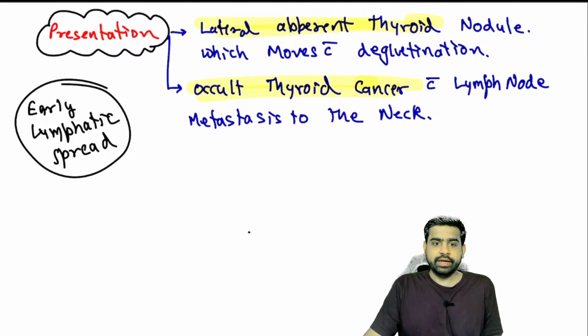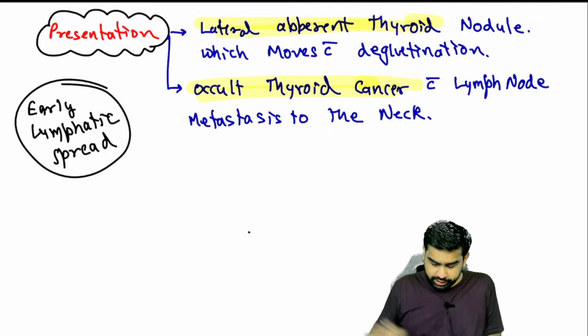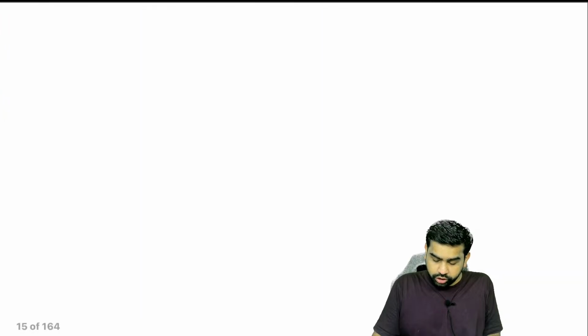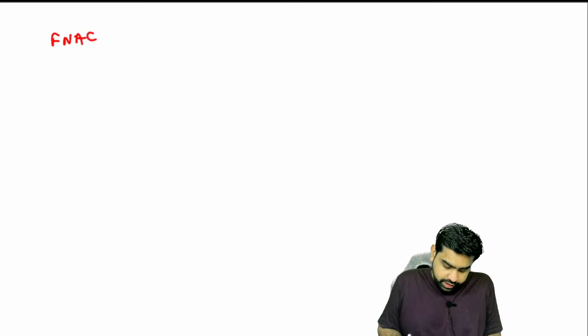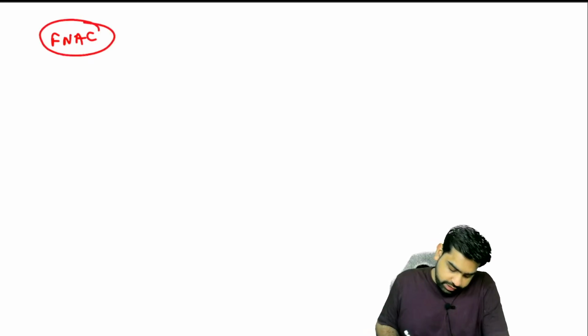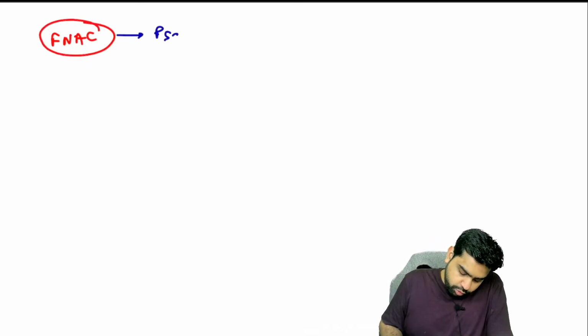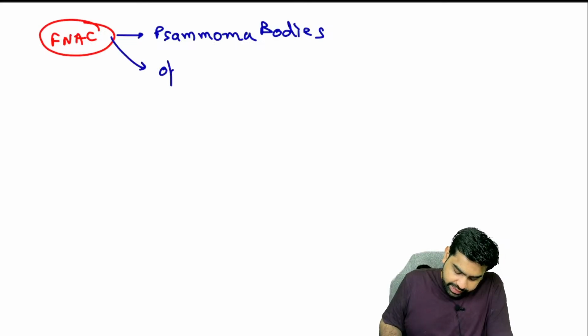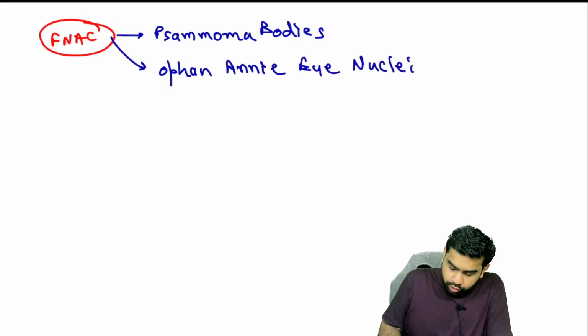Okay, so this is about the presentation. What about the diagnosis? If you have a patient with a thyroid nodule, what are you going to do? FNAC is the investigation of choice, and on the FNAC you basically find psammoma bodies. What else do you find? You find orphan Annie eye nuclei, and you also find what you call pseudo grooving.